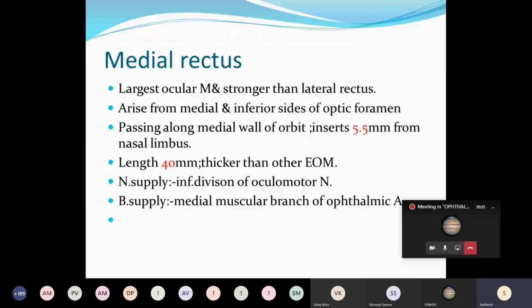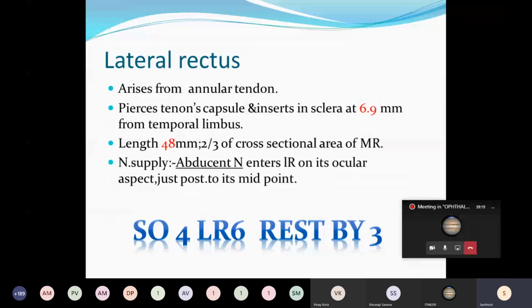Length is around 40 mm. It is thick. It is much thicker than the other extraocular muscles. Nerve supply, inferior division of the oculomotor nerve. Blood supply is from the medial muscular branch of the ophthalmic artery.